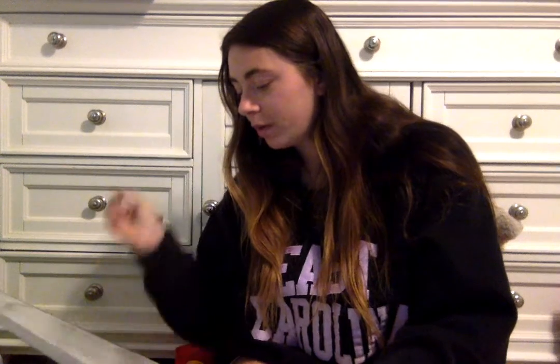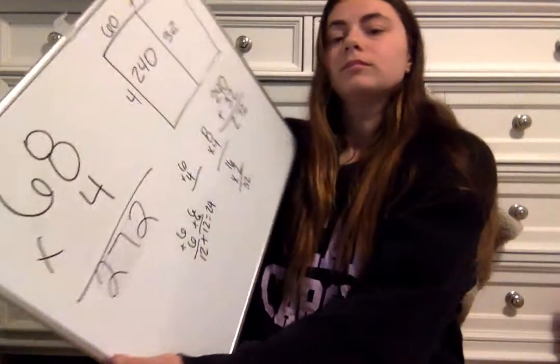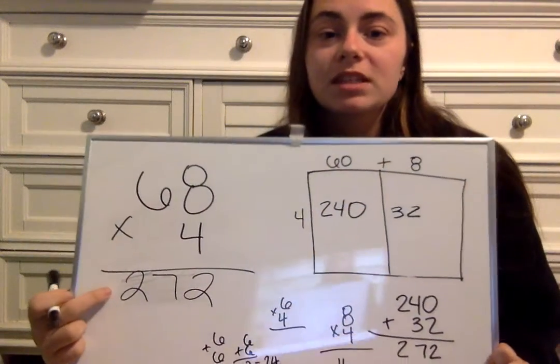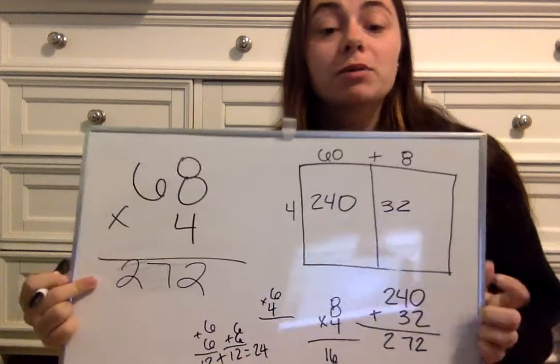0 plus 2 is 2. 4 plus 3 is 7, and then 2 plus 0 is 2. So 68 times 4 is 272. Miss Hewitt's handwriting is, like you know, atrocious. So let me rewrite that. 272. Now, like I said, that was with the standard algorithm. Or I'm sorry, that was with the area model.